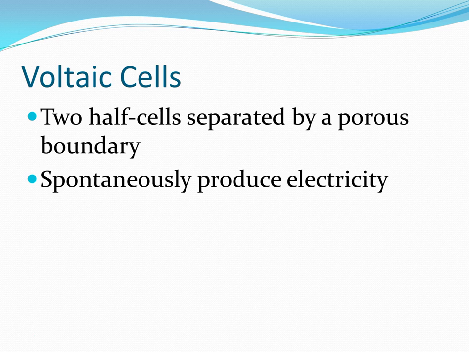The remainder of this lesson will discuss the different components of voltaic cells. There will always need to be two half cells, which are separated by a porous boundary. The redox reactions in voltaic cells must be spontaneous for the battery to work.